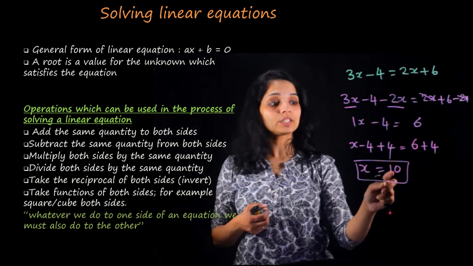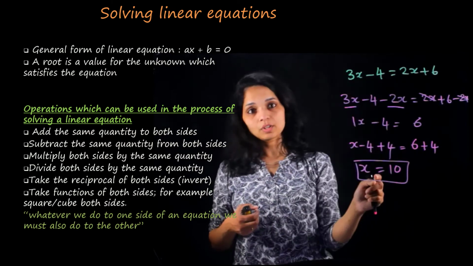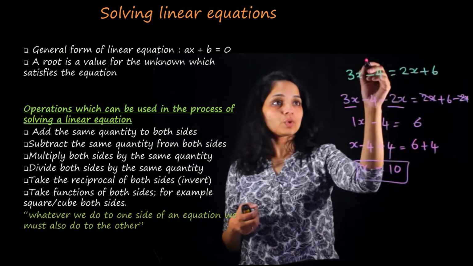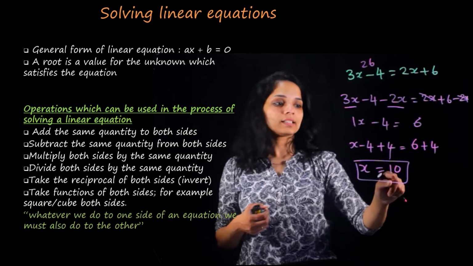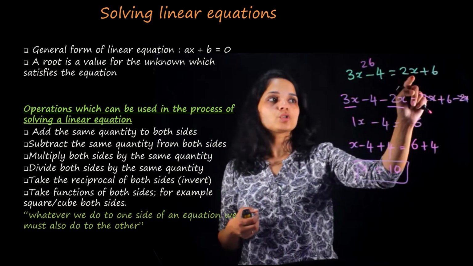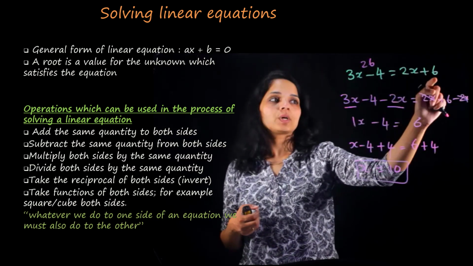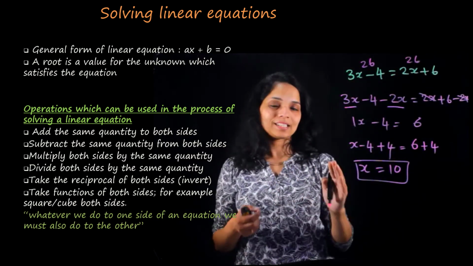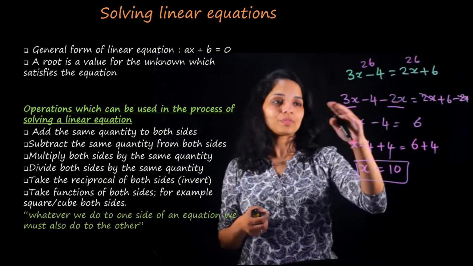So you can substitute this 10 into this equation, and then 3 times 10 is 30. 30 minus 4 is actually 26. That's the left hand side. And substitute 10 on this side. So 2 times 10 is 20. 20 plus 6 is 26. So the left hand side equals right hand side. So this is exactly the solution or root of this equation.